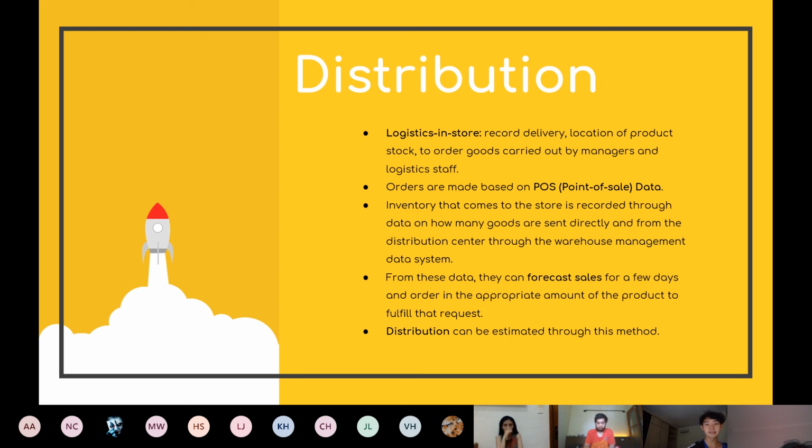And this kind of streamlines the inventory process in IKEA, because the inventory that comes to the store is recorded through what is called the ERP system and the warehouse management data system. And from using this data, they can do market analysis or forecast sales to predict and help in their decision making process.